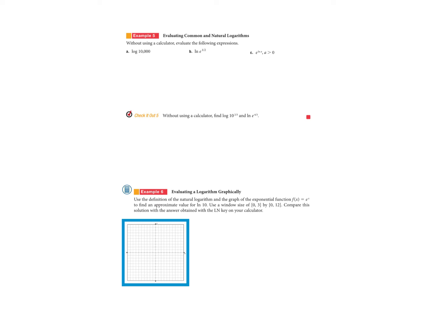Okay, so this problem says using the definition of the natural log and the graph of the exponential, which looks like this, crosses at 1 like all exponentials do. 1 would just be at e, which is 2.7-ish. 2 is e squared, which is 7.3-ish.